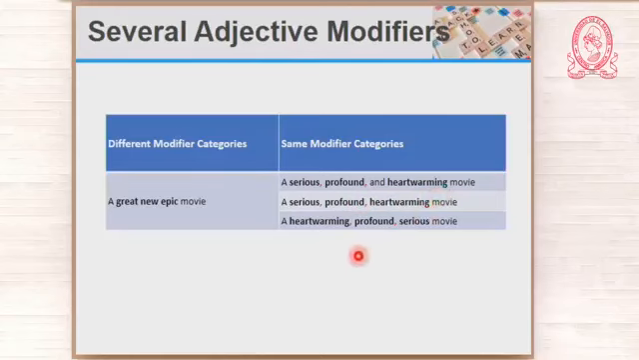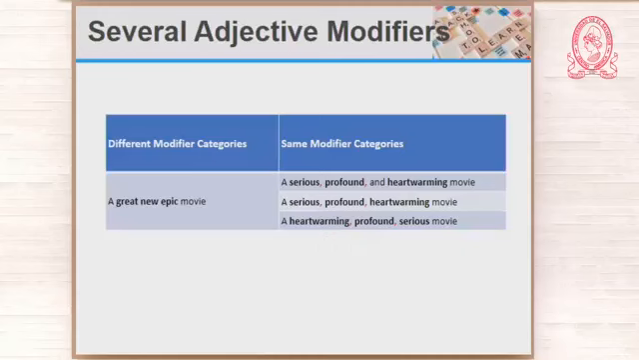Okay? Look at the other one, a serious, profound, heartwarming. But look at the other one, a heartwarming, profound, serious. Since they have the same category, then I can shift the position of adjectives depending on what? Depending on what I want to emphasize. Okay? So I say a heartwarming, profound, serious movie. Why heartwarming first? Because I want to emphasize that.